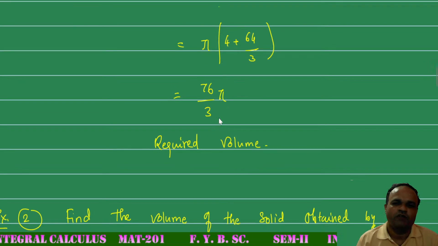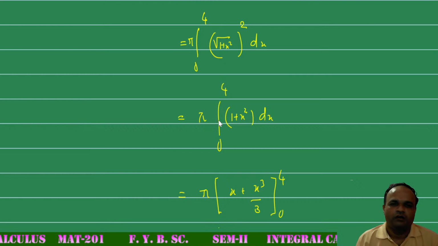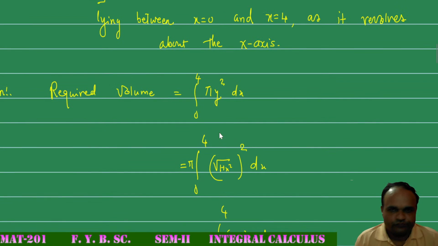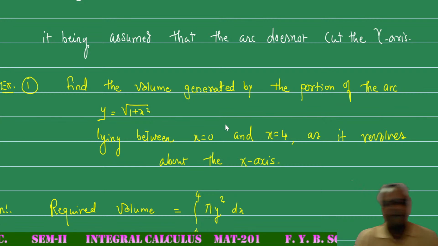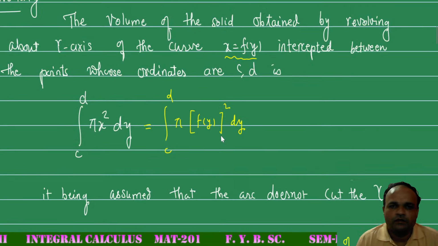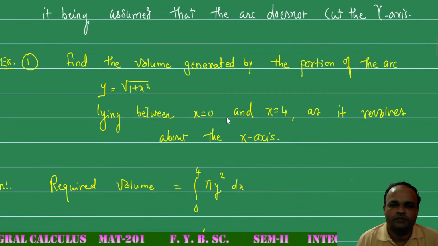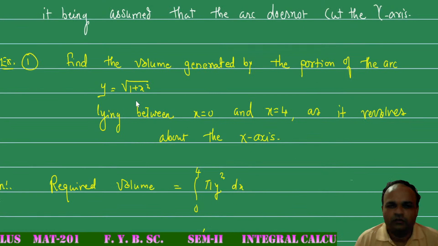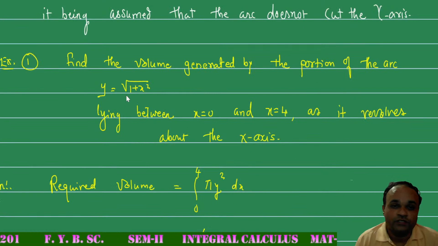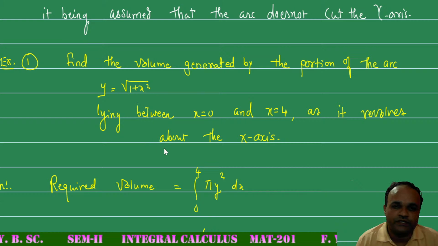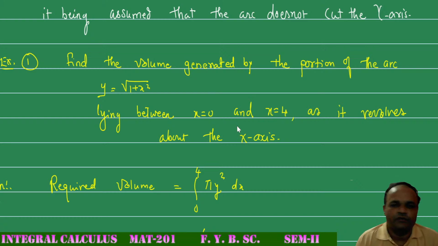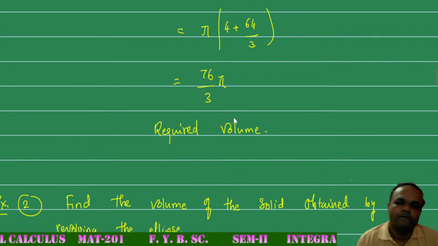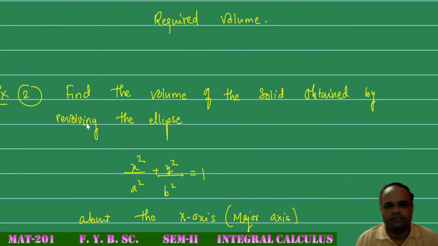So this is the required value of the solid which is generated because of revolution of this curve, that is y equal to square root of 1 plus x square about x-axis between the ordinates x equal to 0 and x equal to 4. So this is the first illustrative example.